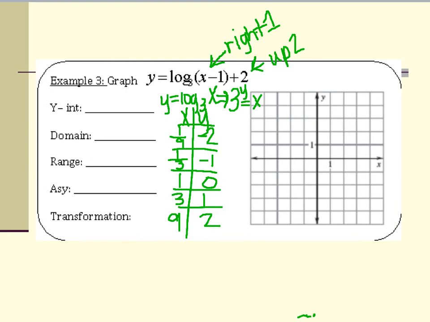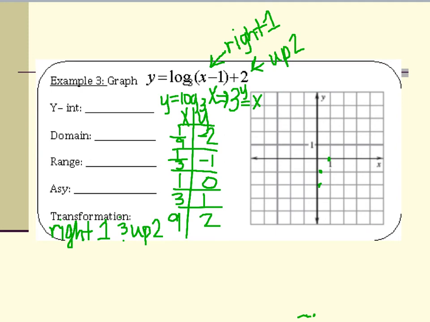1/9, -2 would be right about here. 1/3, -1 would be right around here. 1, 0 would be right about here. So if we look at that, right now we know that this isn't stretched at all because it goes through that point 1, 0. So there's no stretch. Our only transformation that we're going to do is to go right 1 and up 2. So let's write that down. Our transformation is right 1 and up 2. We know there's no stretch because of where that x-intercept is at.